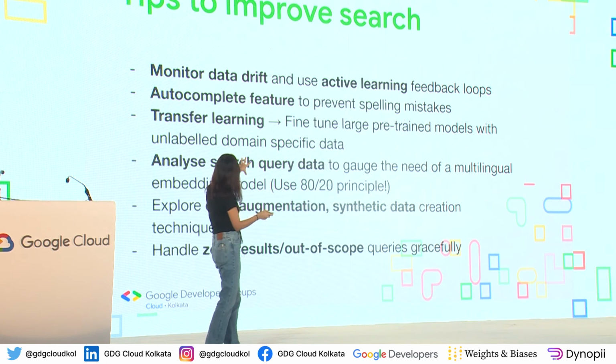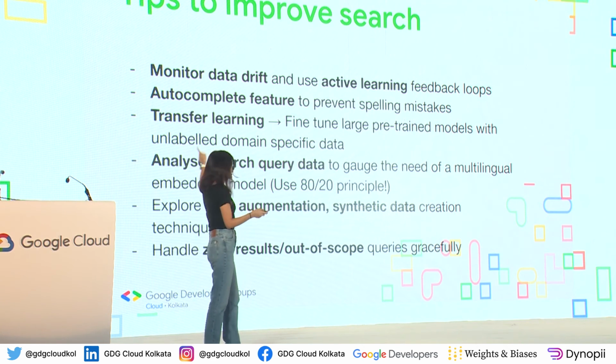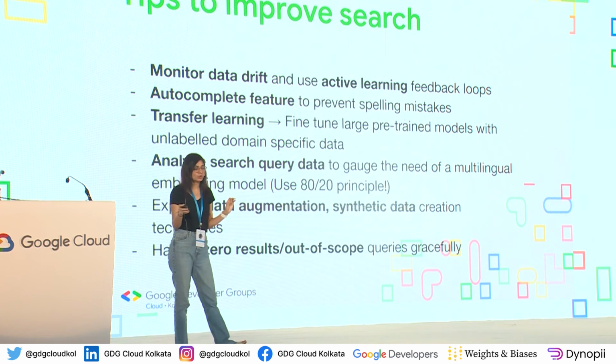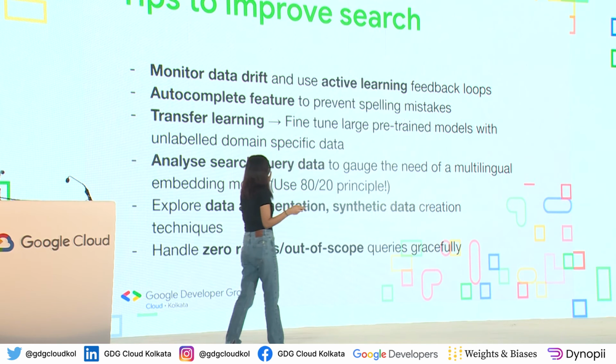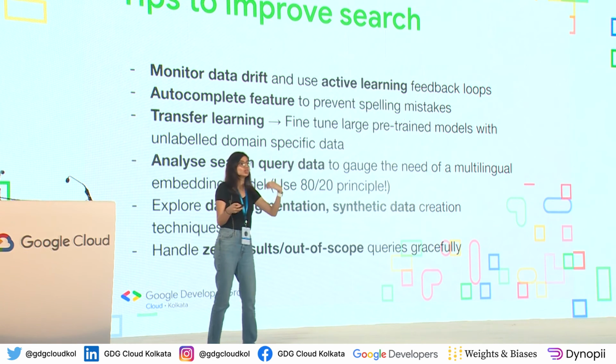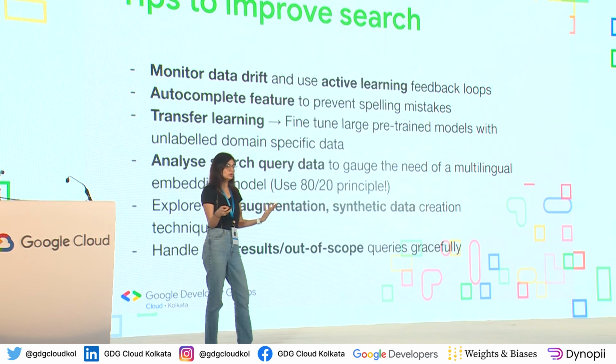These are some ways to target these problems, which I listed in the previous slide. For data drift, you need to monitor the data drift and use active learning feedback loops. Basically, use real data and then keep on updating your systems. Eventually, the data drift will converge. Rather than one distribution going this way and the other distribution going that way, they'll start converging.